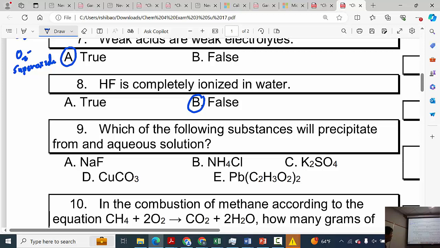Which of the following substances will precipitate from an aqueous solution? Do group 1 salts precipitate? No. Do acetate salts precipitate? No. Do carbonate salts precipitate? Yes, except for group 1 and ammonium, but copper is not. It's copper 2.